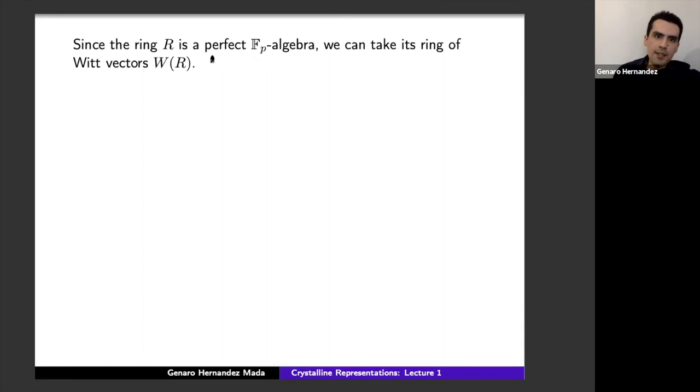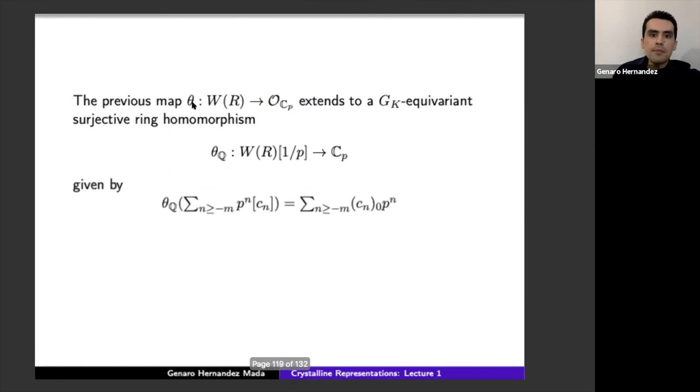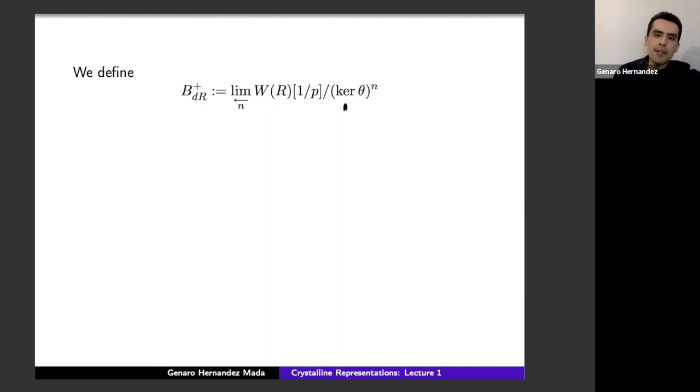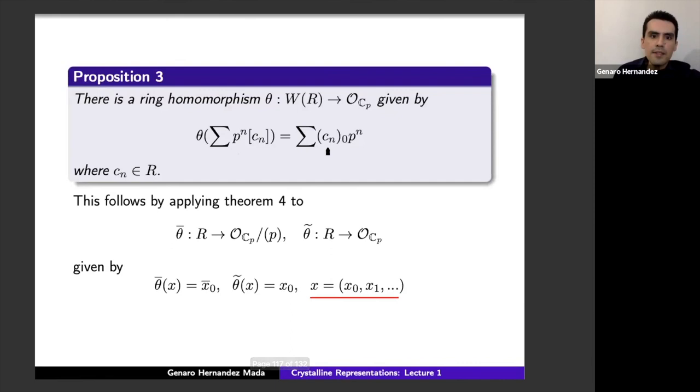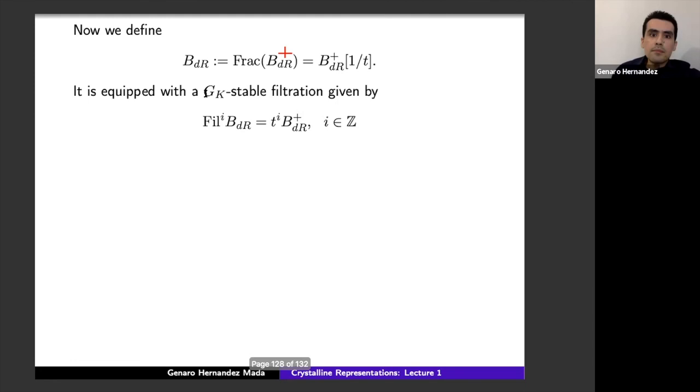And the most important thing is that since this is perfect, we can take its ring of Witt vectors. So we took the ring of Witt vectors of R. And then we took this projective limit, or rather the kernel of theta, with theta defined in this way, which is a kind of natural map. And then we took the fraction field of this. And it comes with a filtration, and somehow it's related to the other period ring that we had studied.